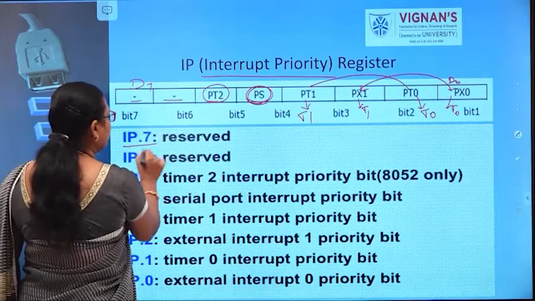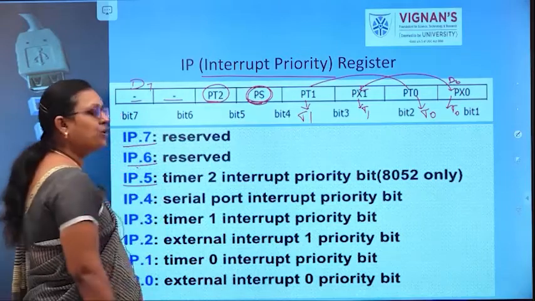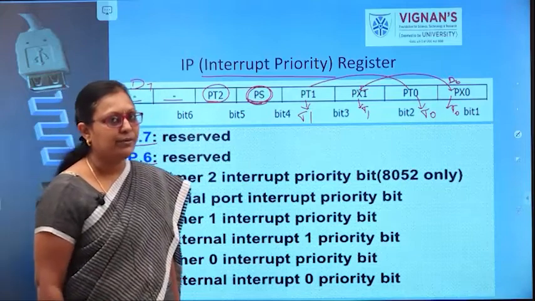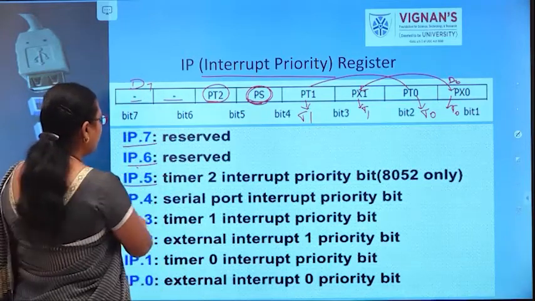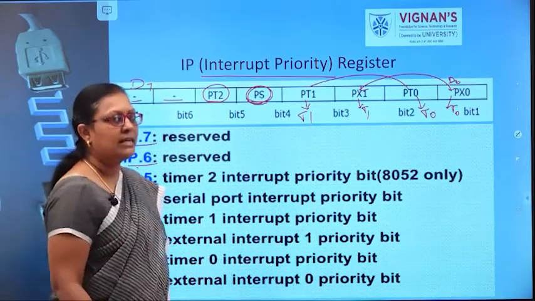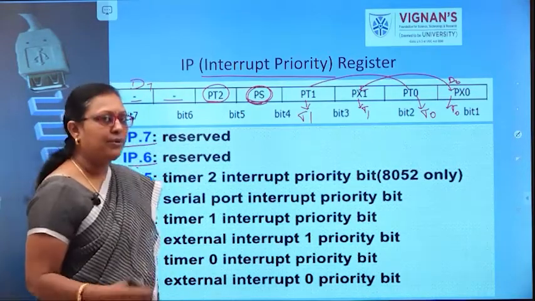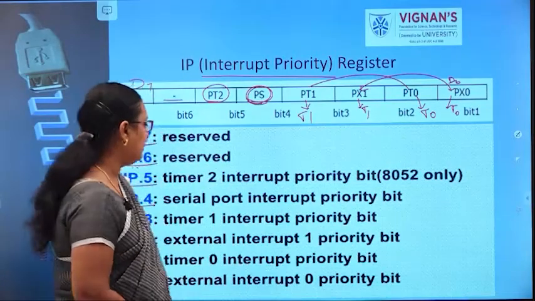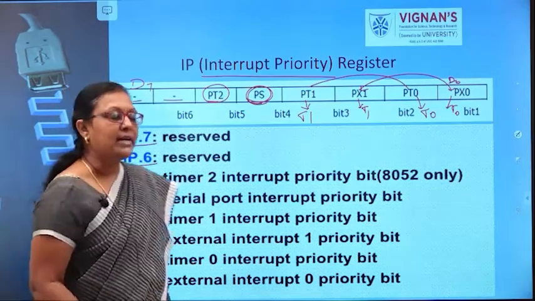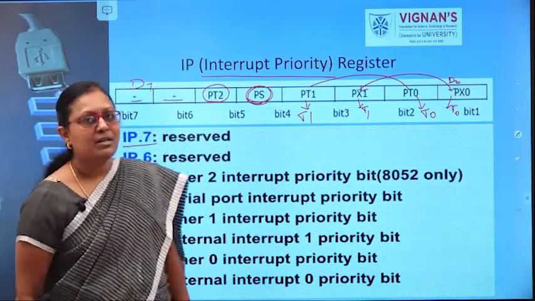So IP7, that is bit number 7 and 6 are reserved, and bit number 5 is only applicable for the 8052 microcontroller. It is not applicable for 8051 since we are not using timer 2 over here. And bit number 4 is for the serial port interrupt priority bit, and bit number 3 and 1 are for the timer 1 interrupt priority bit and timer 0 interrupt priority bit, and bit number 2 and 0 are for the external interrupt 1 priority bit and the external interrupt 0 priority bit.